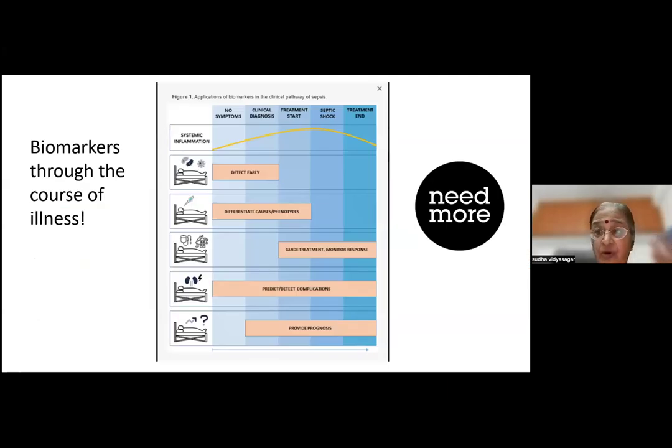And of course, we want more. We want the biomarkers to tell us whether we can detect it early, whether it can differentiate different causes and different phenotypes, about which I'll talk a little later, whether it can guide the response, whether you're giving the correct treatment and the patient is responding or not, and whether it can detect and predict complications, and of course, provide the prognosis. This is the wish list. This is what we as clinicians want from a biomarker.